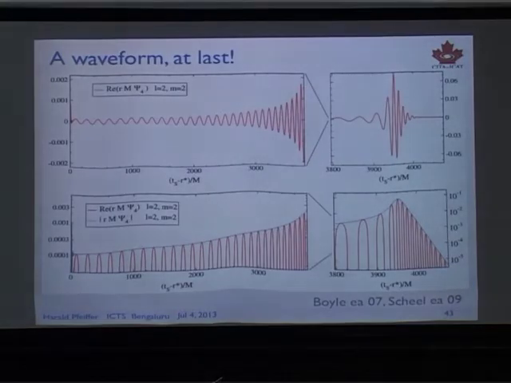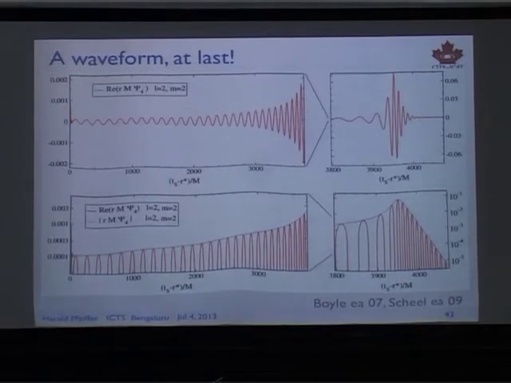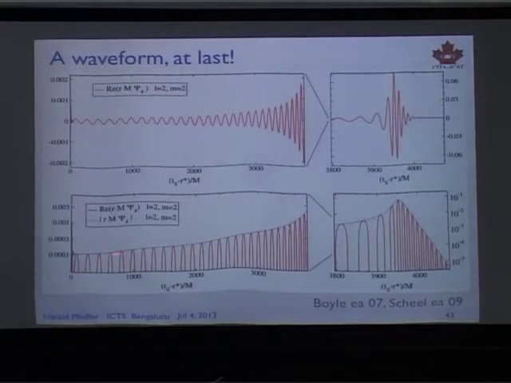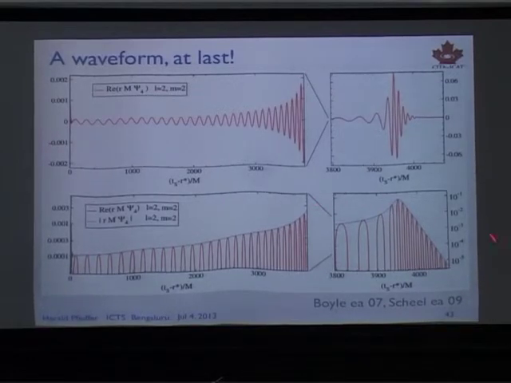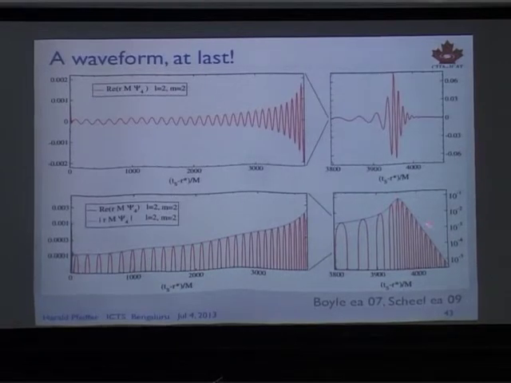Out of this, of course, also come the waveforms, which is our most important deliverable. And with the waveform, you see the in-spiral chirp as usual. And at the end, here in this log-lin plot, you see very nicely the exponential decay as the remnant black hole rings down to a stationary quiescent black hole.